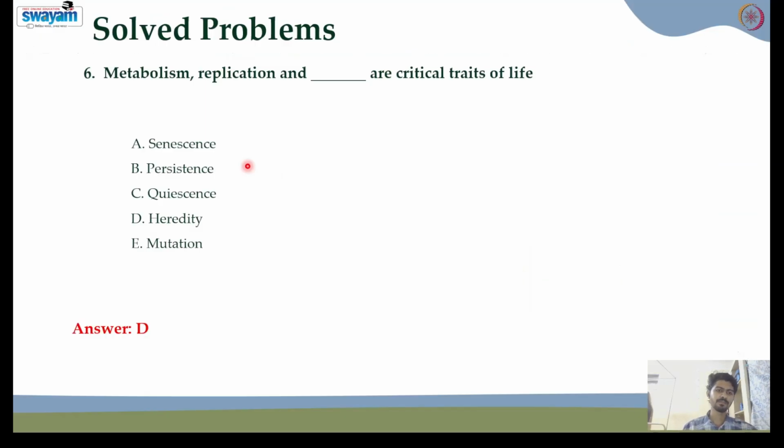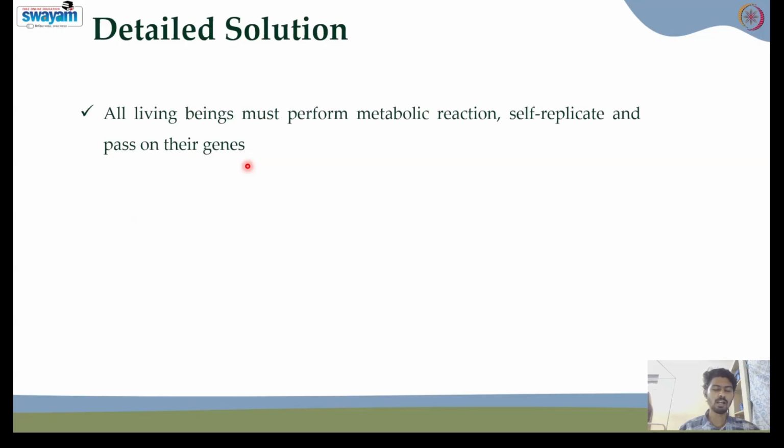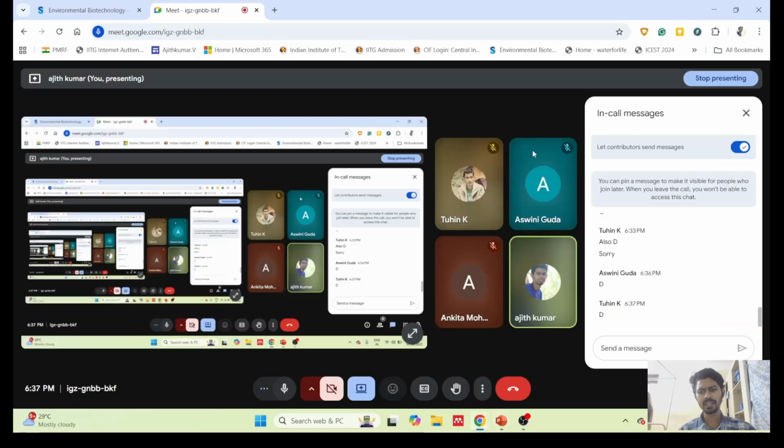Yes, it is correct because all living beings must perform metabolic reactions. They have to self-replicate and pass on their genes. And what do you mean by heredity? Heredity is nothing but passing the information or trait from one generation to another generation. Right.